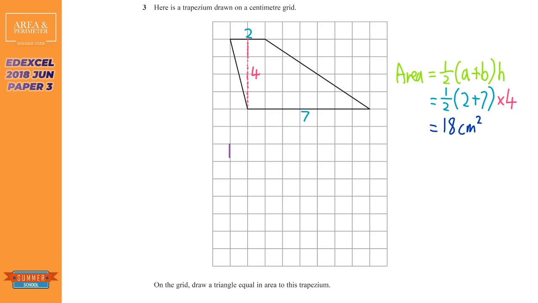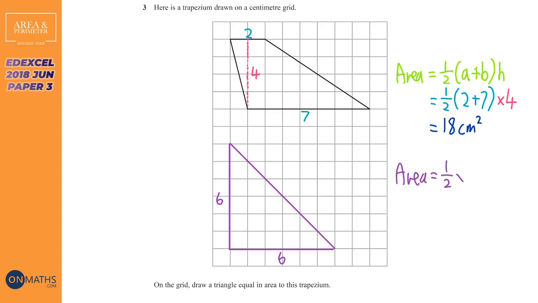So where are we going to start? So here, so 1, 2, 3, 4, 5, 6. 1, 2, 3, 4, 5, 6. Now I'm not going to carry on the square, because that would give me an area of 36, and I don't actually want an area of 36. If I cut that in half, then that area will be 18. So we can check that. We've got 6 here and 6 here, and the area of a triangle is half times base times height, which is half times 6 times 6, which is 18 centimetres squared.